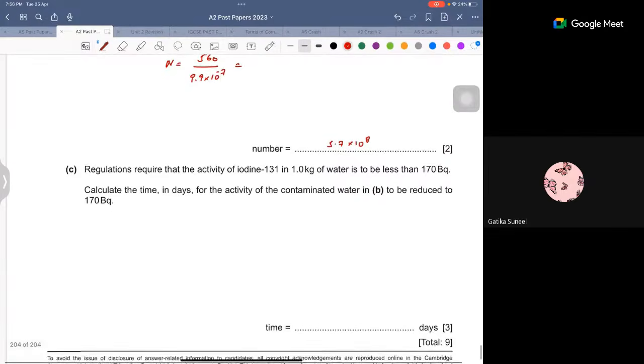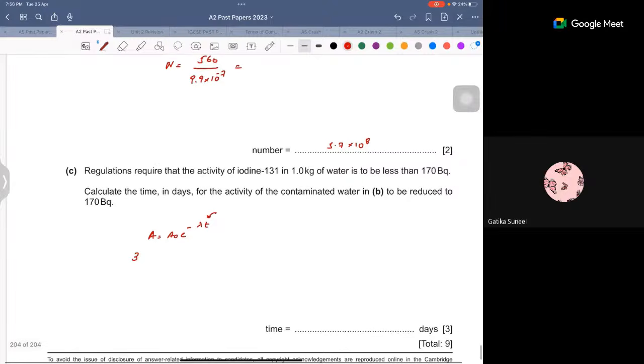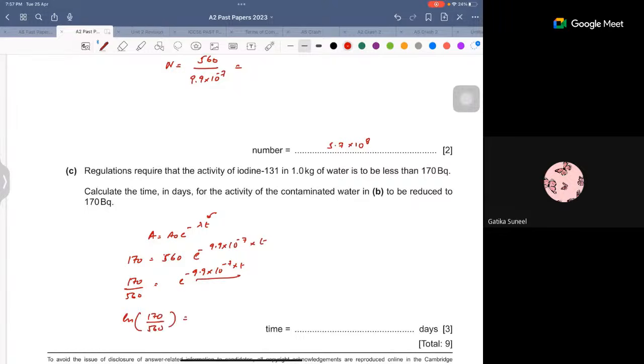So regulations require the activity of iodine in this to be less than 1.7. Okay, so calculate the time delay for the contaminated water to be reduced. So we have to do A equals A naught e to the minus lambda t. How to find this time? So initial activity was 560, final was 170. e to the minus lambda, which was 9.9 times 10 raised to minus 7, times t. So 170 divided by 560. Then you take ln. So it's going to be ln of 170 over 560 equals, this will come down, e will cancel out.